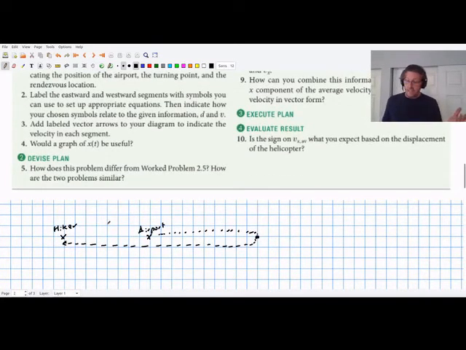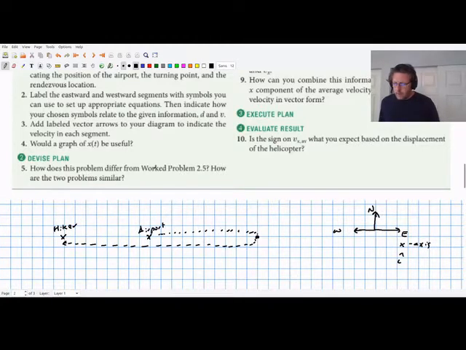Okay, label the eastward and westward segments with symbols. Well, first, let's draw a little compass rose over here, showing that up is north, to the right is east, and to the left is west. They're only actually going to be traveling east and west in this trip, but it's useful to put in the north there. So the eastward direction, since that's our positive x-axis, that's the i-hat direction. That's the x-axis, also i-hat. So when they're going to the east, they're going positive i-hat. When they're going to the west, they're going negative i-hat.